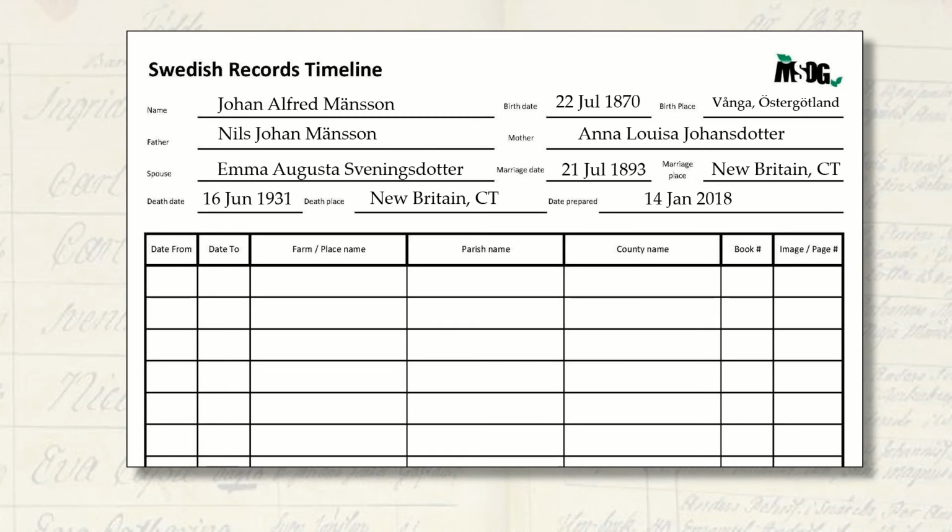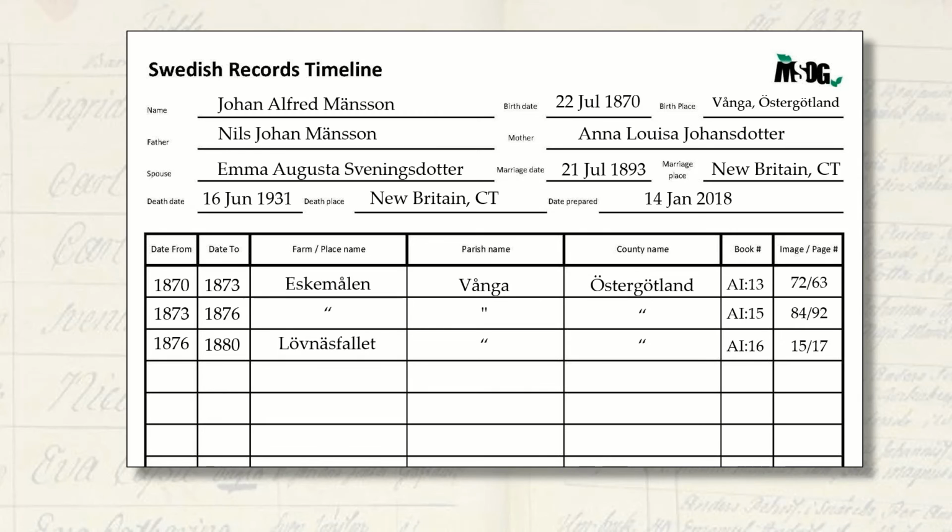Now, when I'm looking at the household examination booklets, the certain one that I'm looking for, I found him in one of them that he was listed at the certain place name between 1870 and 1873. I'll fill in the farm name, the parish, and the county, list what book you find it in, and the image and page number. And then you just keep going like that for each household examination booklet that you find. And you'll start to see that the timeline goes every single year.